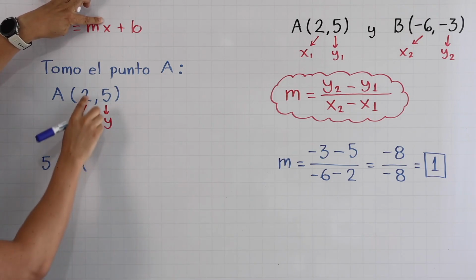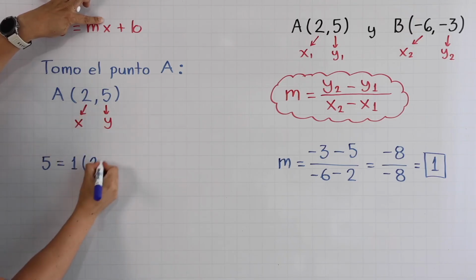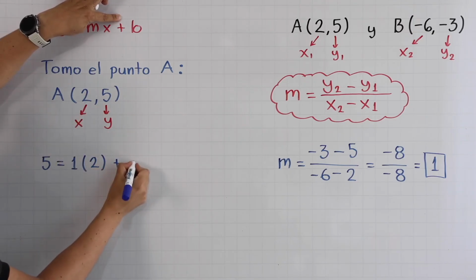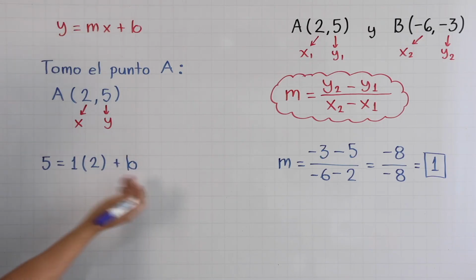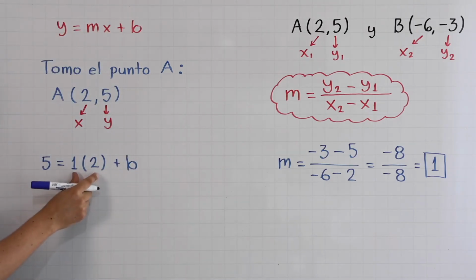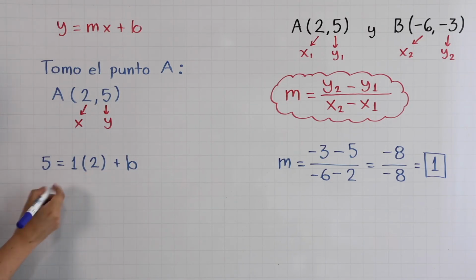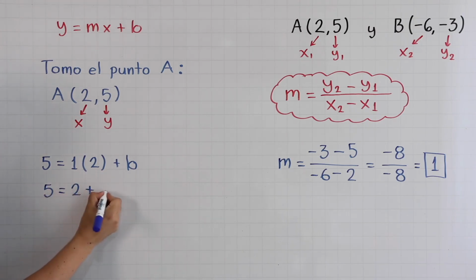So I open a parenthesis and put in the value of x, which in this case is 2 plus b, which is the one I don't know. We solve for b from here. I do the operation here first. I get 1 times 2, which equals 2. So we have 5 equals 2 plus b.